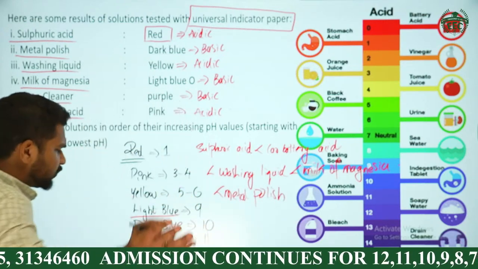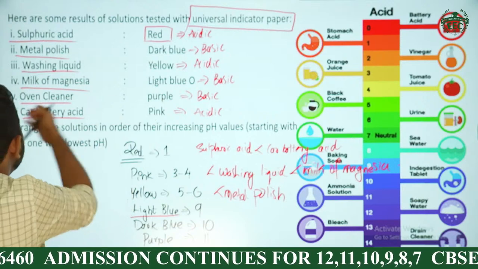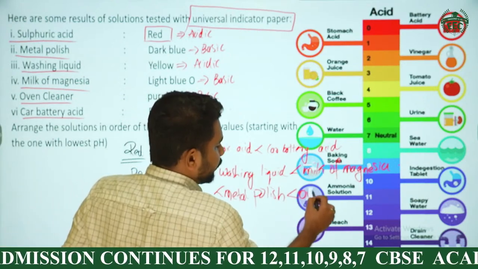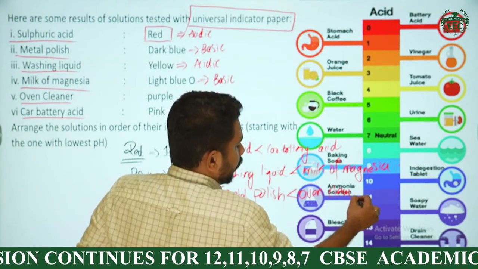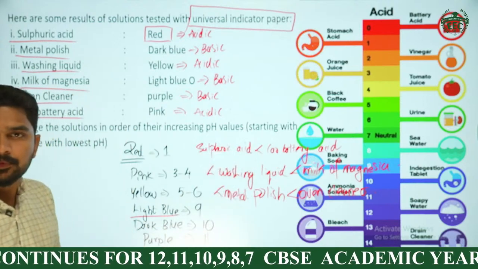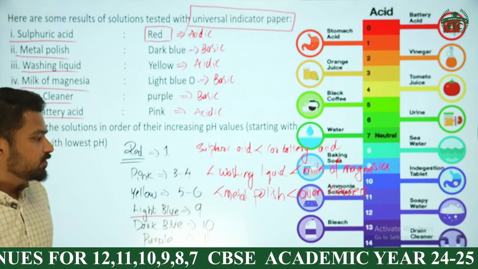Now it is simple. You can solve it. Purple. Which is having purple? Oven cleaner. The last point is oven cleaner. That's it. So we studied the topic.